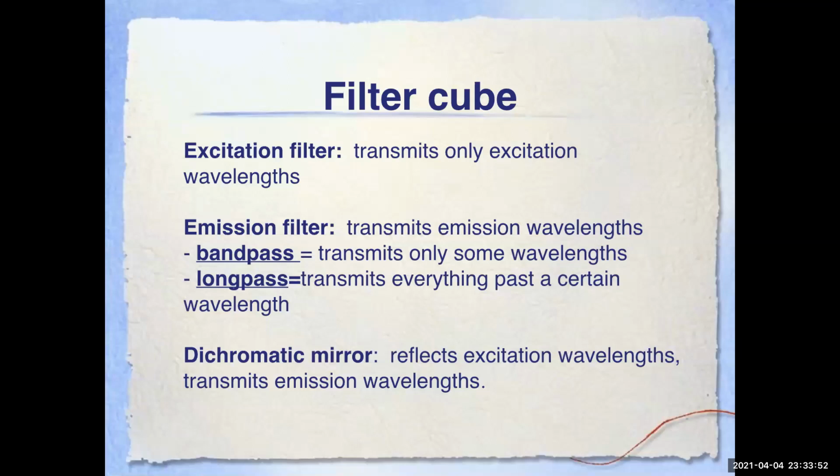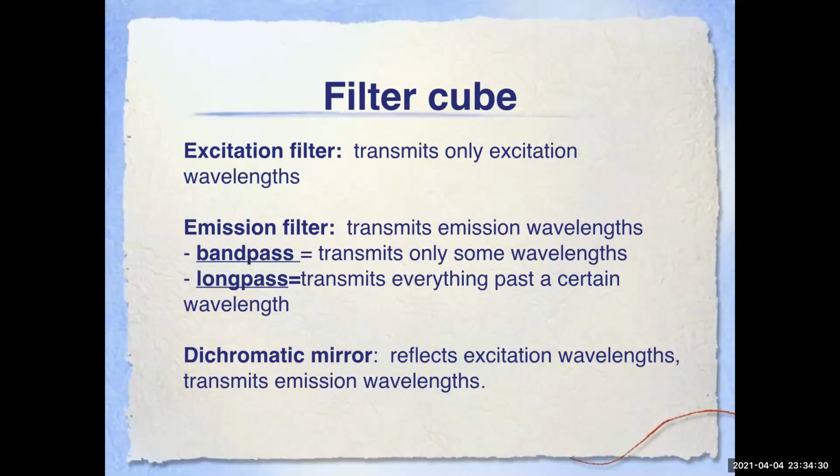As you know, the filter cube in a fluorescence microscope has three components for each fluorophore. There's an excitation filter, an emission filter, and a dichromatic mirror, also called a beam splitter, also called a dichroic. Well, that's about it, three names. So these three components, two filters and one mirror, need to be aligned to whatever fluorophore it is that you're trying to image.